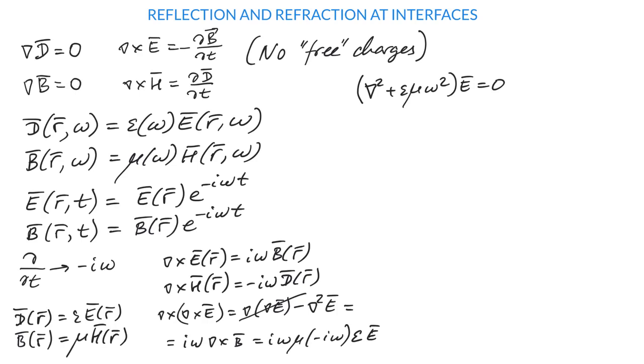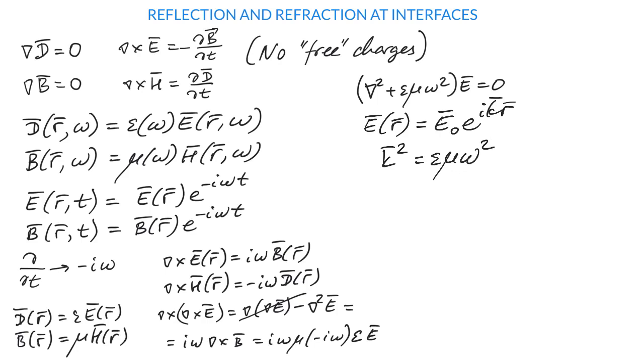The solutions that we'll need are plane waves. So we can write them as E of r equals the amplitude E naught and the harmonic exponent e to the i k dot r. If we substitute this in the equation, we'll find k squared equals epsilon mu omega squared.